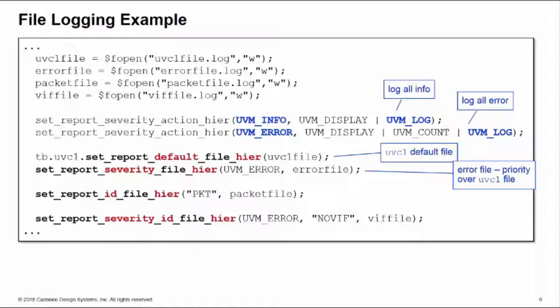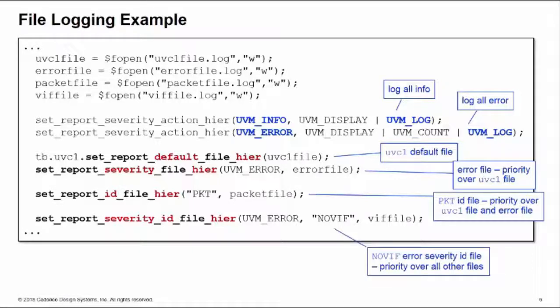Then I have an ID file destination. That's going to pick up all of my reports with a PKT ID and write them to the packet file. That takes precedence over the previous two method calls. And finally, with the highest precedence, I'm going to send all of my error messages with a no VIF ID to the VIF file.